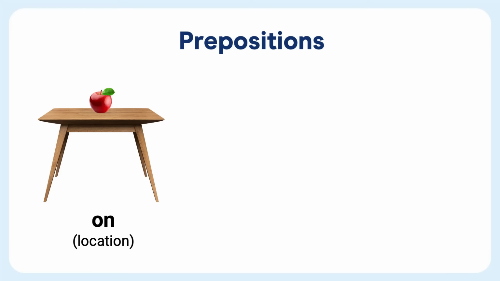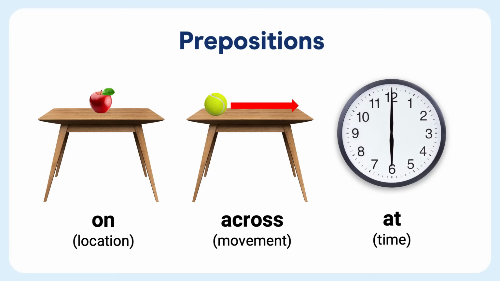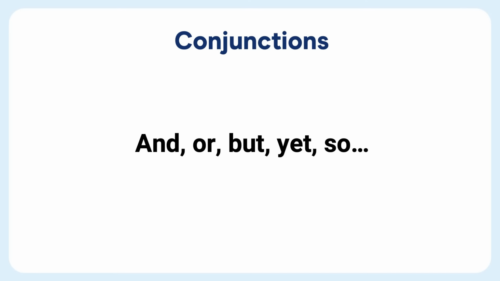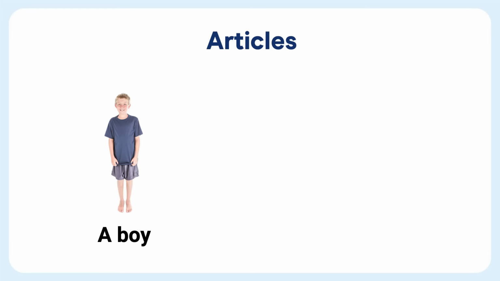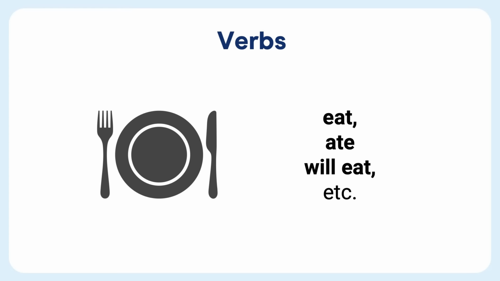Prepositions show location, on, movement, across, or time, at. Conjunctions join ideas, and, or, but, yet, so. Articles show specificity, a boy versus the boy. And verbs can change a lot to show when, eat, ate, will eat.